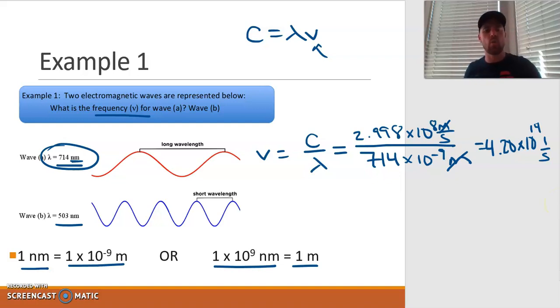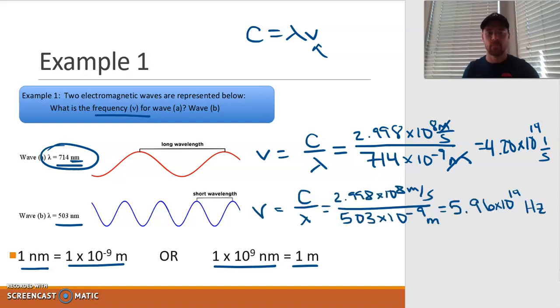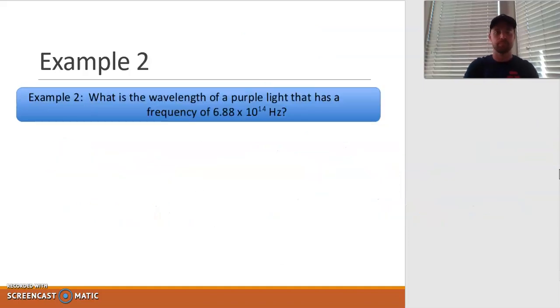Go ahead and try wave B on your own. Pause the video and then hit play to reveal the setup and the answer. Alright, here's our setup for the second problem. We have the speed of light on the top. On the bottom, we have the wavelength converted to meters, just like we did before, and still keeping 3 sig figs because that's my lowest number. My answer is 5.96 times 10 to the 14th, and this time I wrote hertz rather than 1 over second, just so you can see that either one is fine. They're both the same unit.